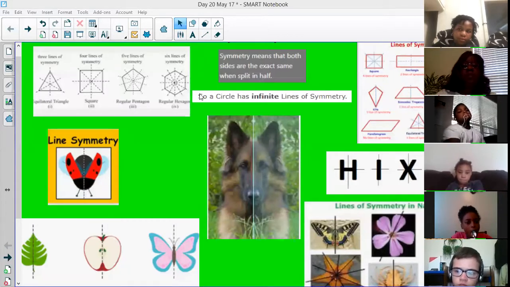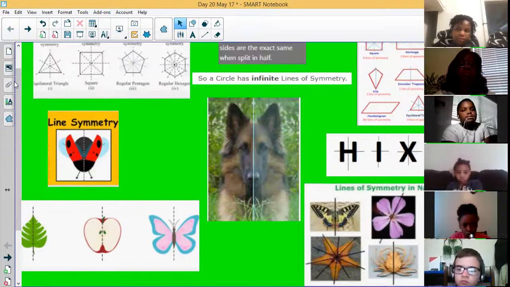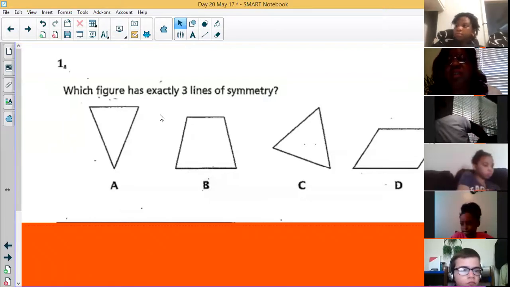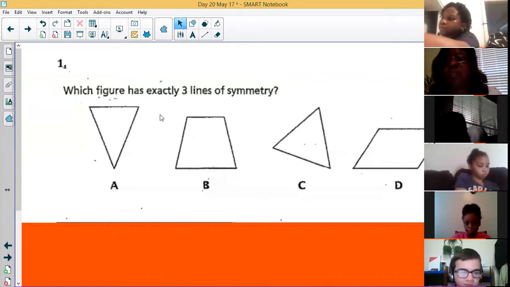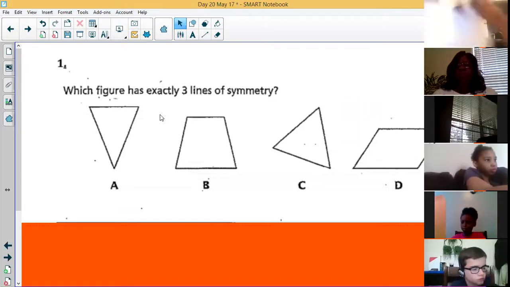Okay, all right, so let's move on. I have plenty of examples of lines of symmetry on this page, so if you want to go back and look at the pre-recorded video to help you out, you could. Okay, let's move on. Find this page in your packet. It should be page 2, I think, right after the schedule. So find that page.